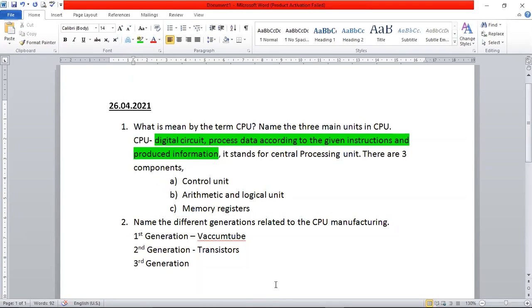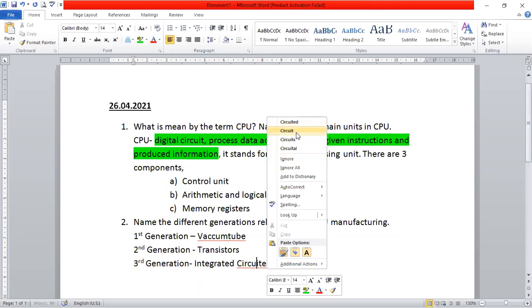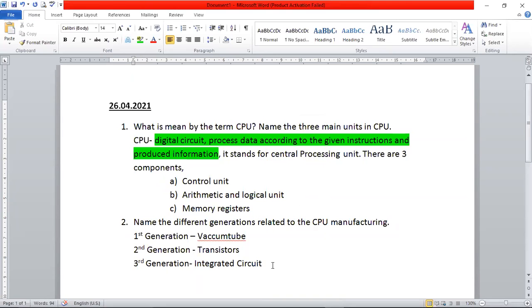Right. Third generation. Tell me. Integrated circuit. Integrated circuit, right? Circuit. Yeah. Right. Integrated circuit. This one we are calling as what? IC, no? IC, integrated circuit. Right, next one.